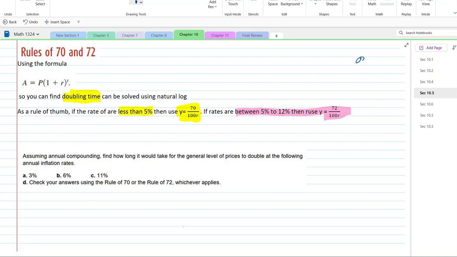Okay, we're continuing on with section 10.5, and we're at the last part, and my pen broke. I was hurrying because I knew it was running out, and I apologize for that.